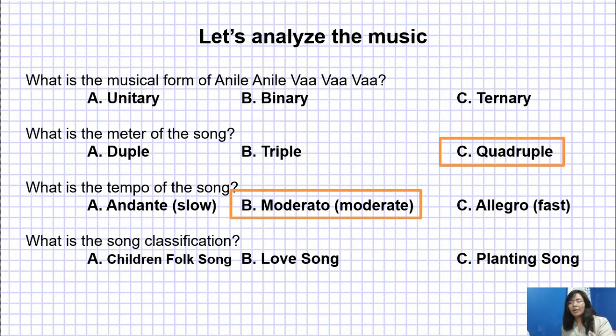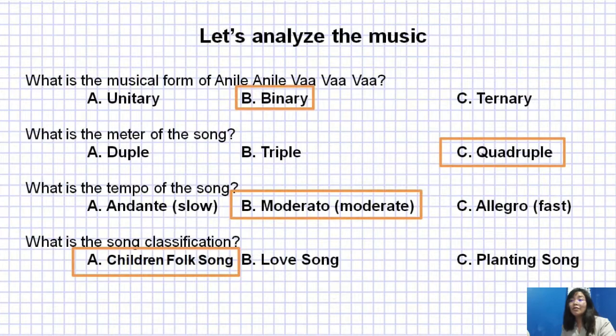Moderate, moderato. So, last, what is the song classification? A. Children's song, B. Love song, or C. Planting song. Okay, letter A. It is a children folk song.